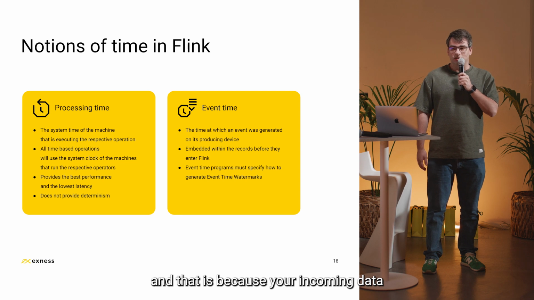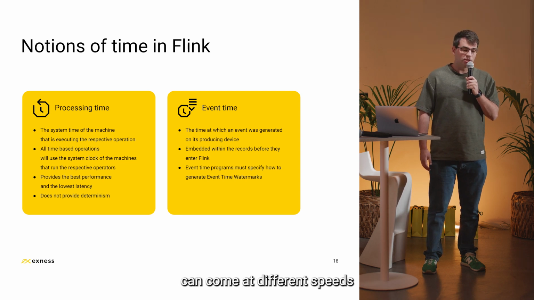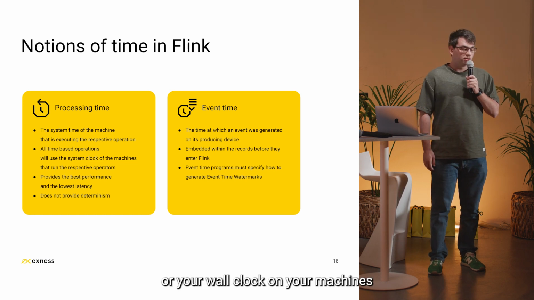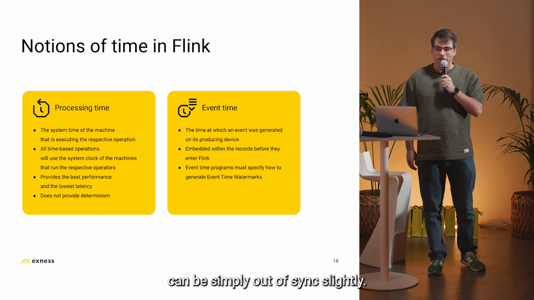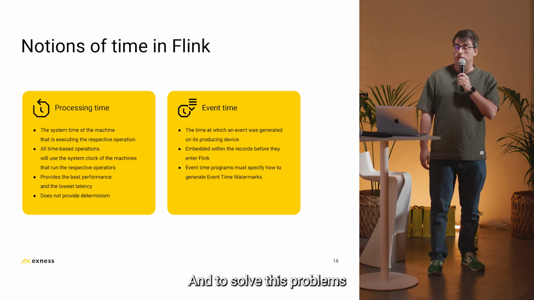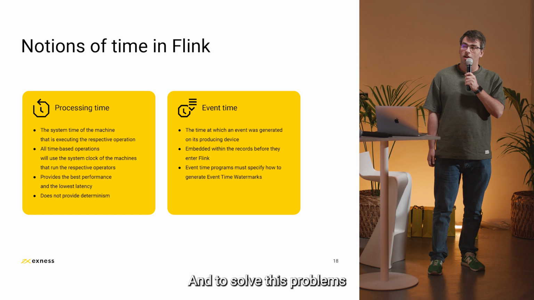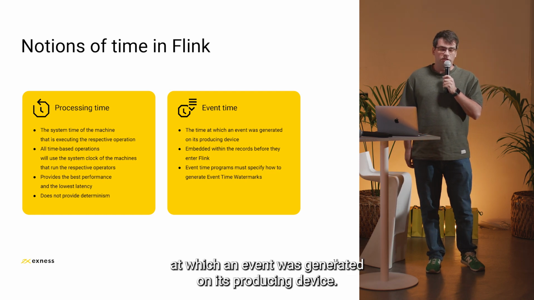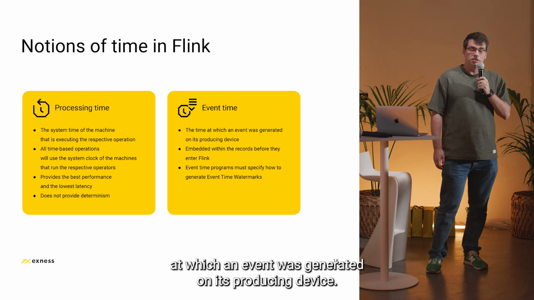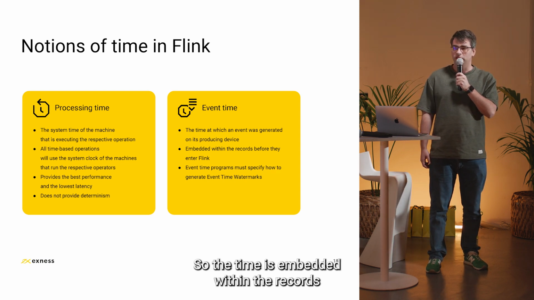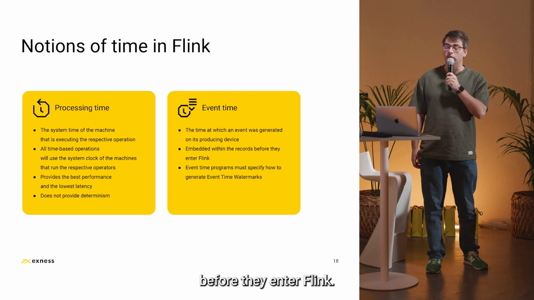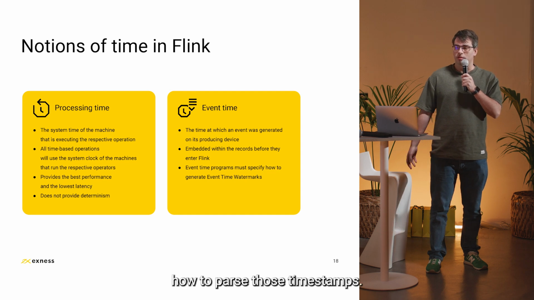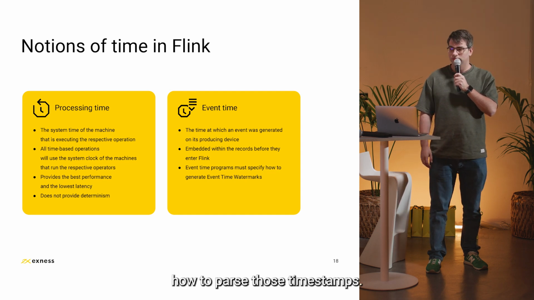And that is because your incoming data can come at different speed to different task managers, or your wall clock on your machines can be simply out of sync slightly. And to solve these problems, Flink introduces event time. And event time is generally the time at which an event was generated on its producing device. So the time is embedded within records before they enter Flink. And you have to tell Flink how to parse those timestamps.